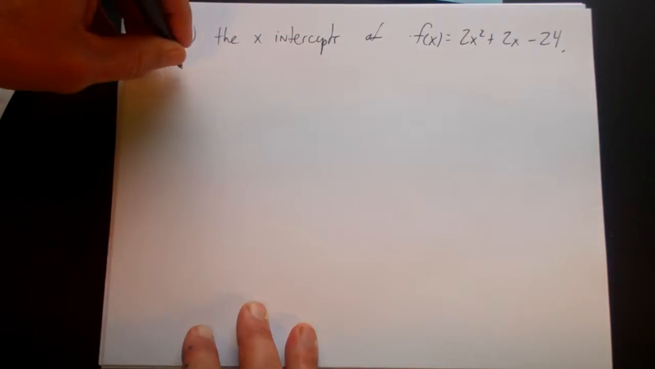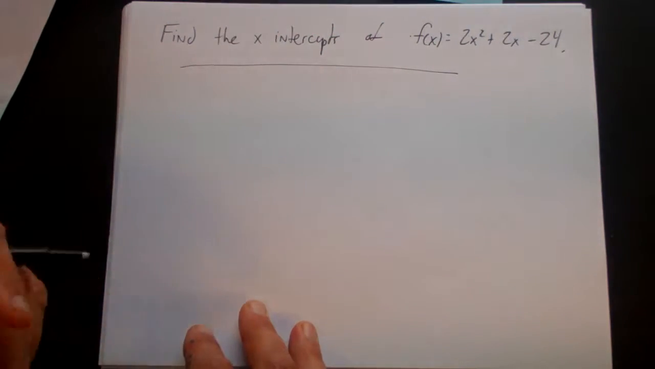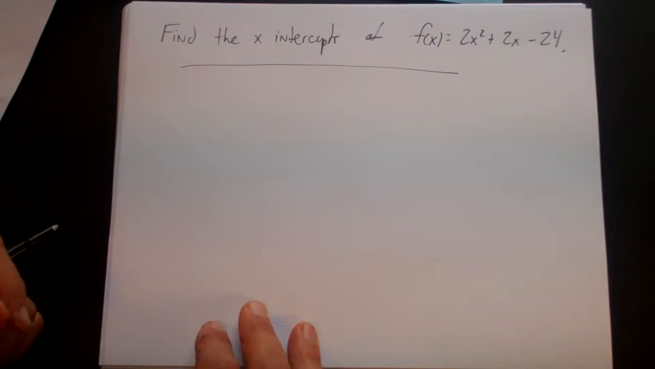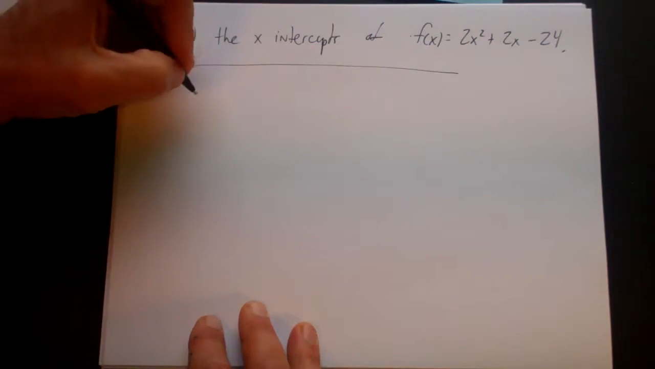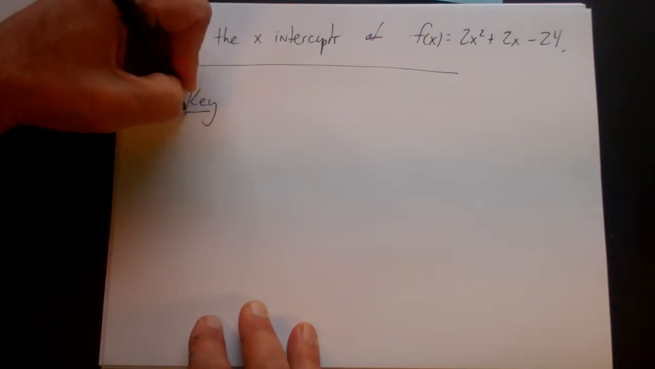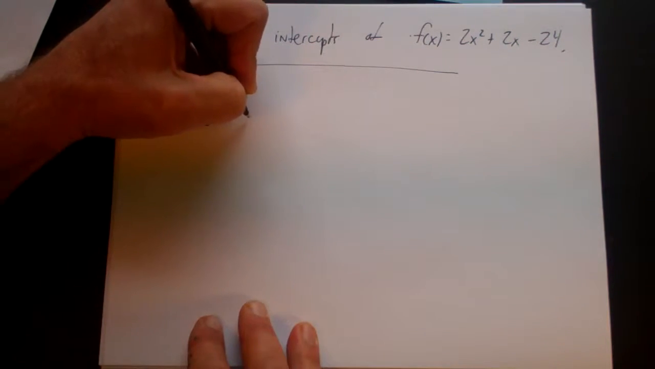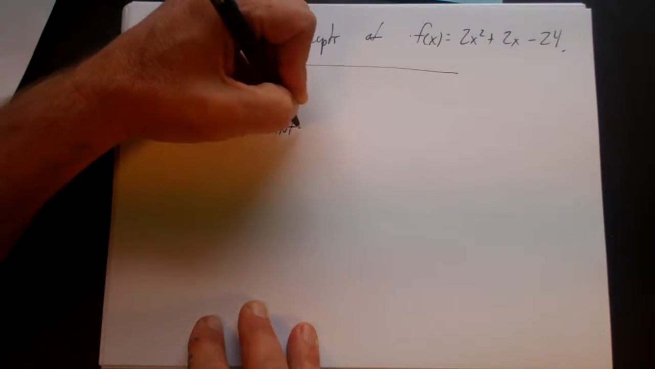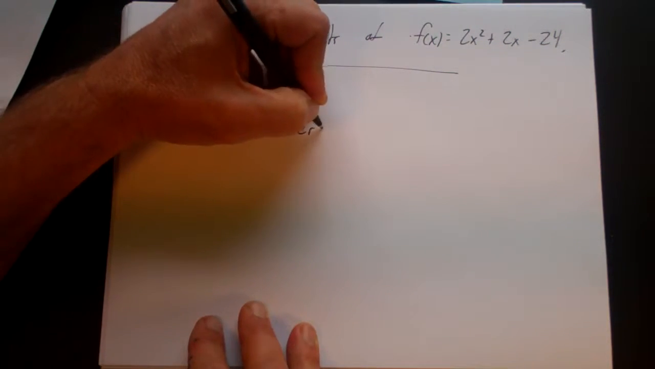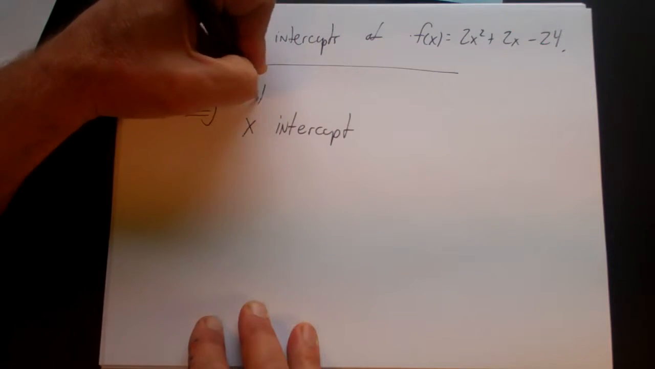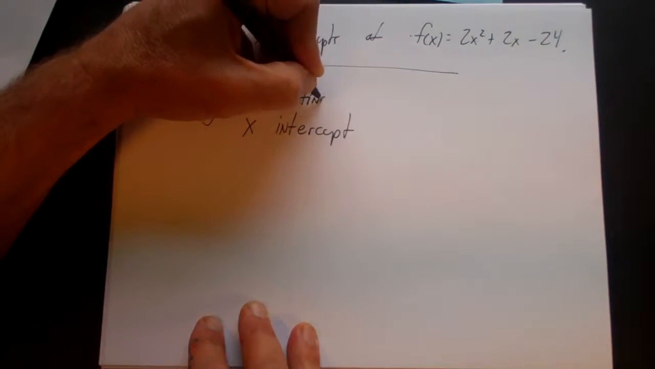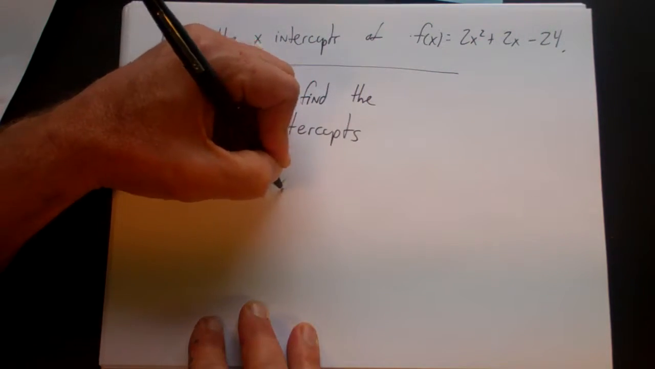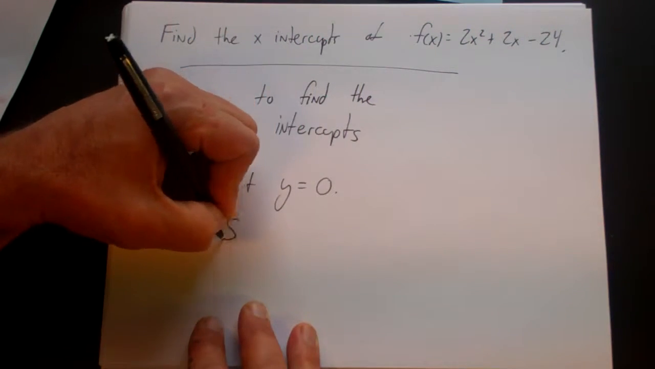Now, the problem might be written different ways. Another way is it might say to graph this function, but include the x-intercepts in the graph. So here's the key to x-intercepts, and this is something you want to memorize. To find the x-intercepts, you simply set y equals 0 and solve.